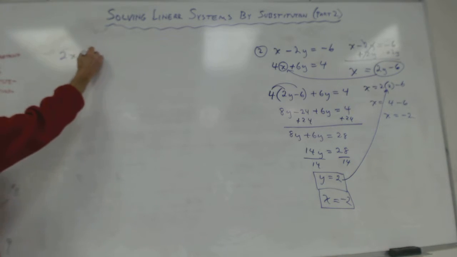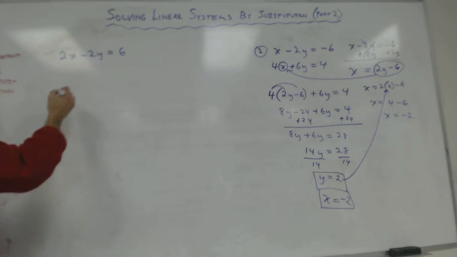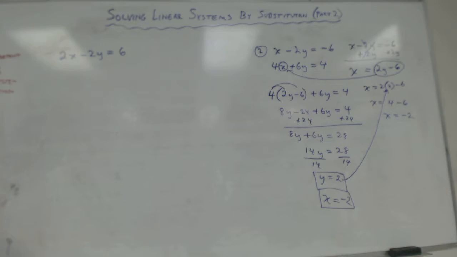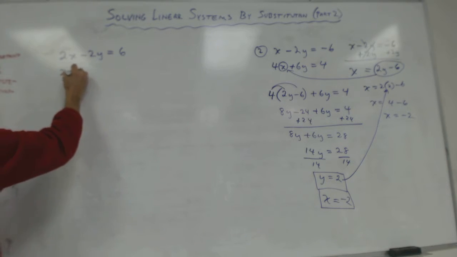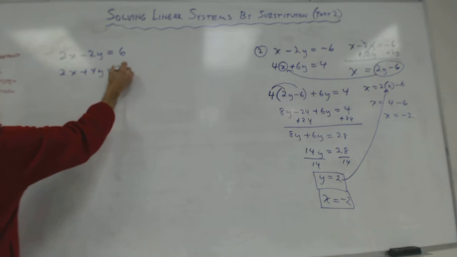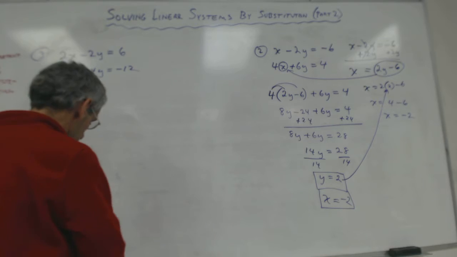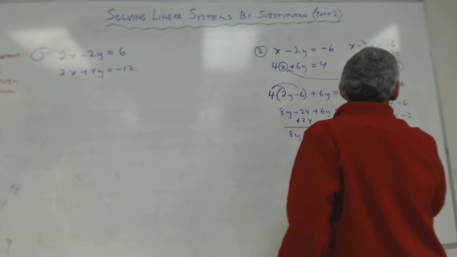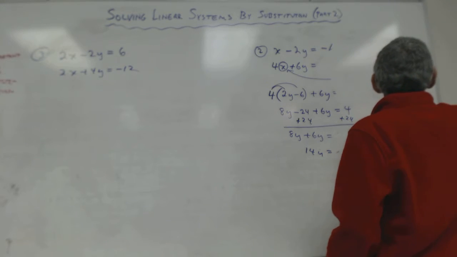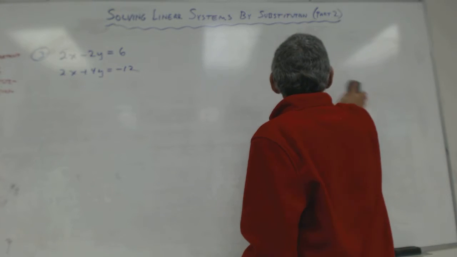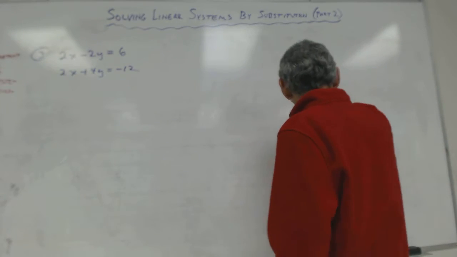2x minus 2y equals 6. And 2x plus 4y equals negative 12. So this is number 3. We're going to do this one. This will help me explain what I was thinking, because you will have one problem sort of like this on the homework. I just want to be sure you're prepared for it.